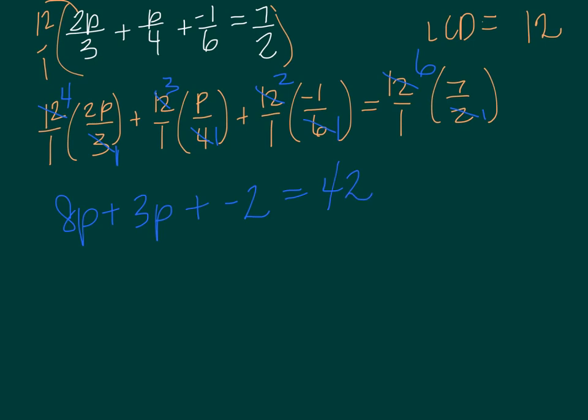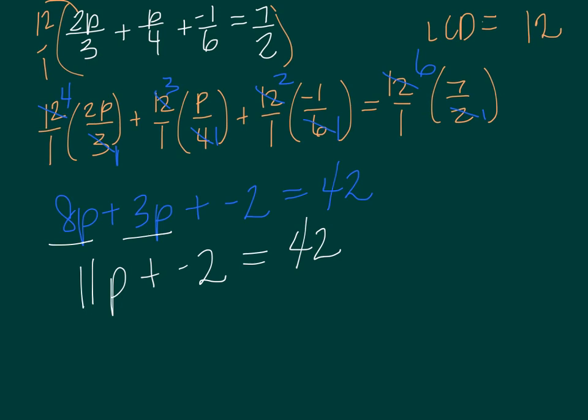Now this is kind of like the first example that we saw. This is actually very similar. We need to take our like terms and combine them together. So my like terms are 8p and 3p. When I add those together, I get 11p plus -2 equals 42. Go ahead and pause the video, see if you can solve it from here on your own, then check your answer to mine.